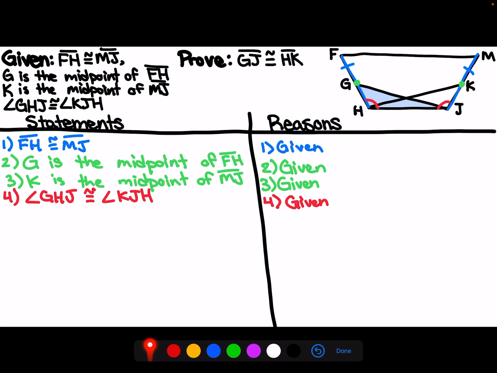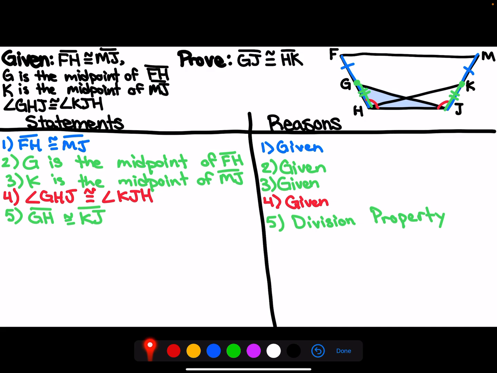So to get started on this, we can go ahead and say that GH is congruent to KJ. And you may be wondering why I did that. Well, if you recall, we see the words midpoint written twice. And any time that you see midpoint, bisect, trisect, anything like that written twice, that automatically opens up division and multiplication properties. Now, if we look at this, we're going from a large segment to a small segment. So if I'm going from big to small, it's going to be the division property. And that's where the division property came from. So I now have GH and KJ being congruent to each other.